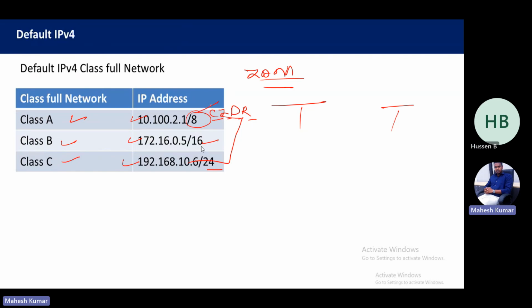What does this notation mean? It indicates that 8 bits are used for the network, and the remaining 24 bits are used for the host. Here also, 16 bits are for the network in class B, and 24 bits for the network in class C. So the remaining 8 bits are for the host in class C, and the remaining 16 bits are for the host in class B.